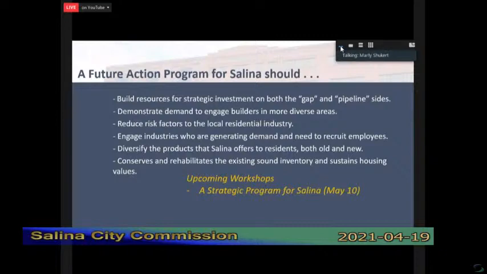So all of these things are going to lead us up to today on April 19th, where we'll talk about programs. And finally, at our next session on May 10th, which gives me a week breather to think, to think about the contours of a strategic program for housing development in Salina moving forward.